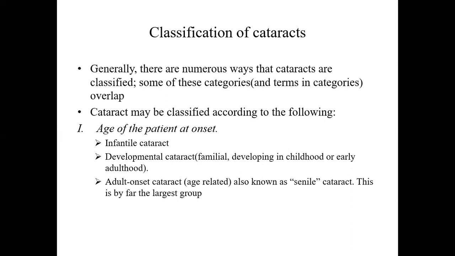Or it can be developmental. Infantile is when it is less than 3 years. Developmental is when it starts around 10 years. It can be familial, developing in childhood or early adulthood. Adult onset cataract is also known as senile cataract. And this is by far the largest group.